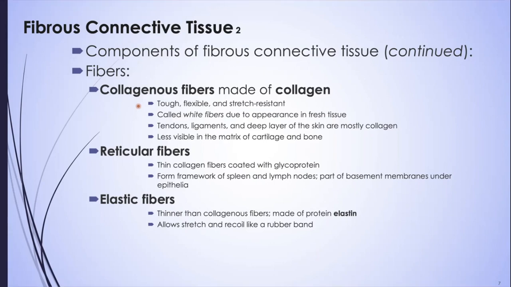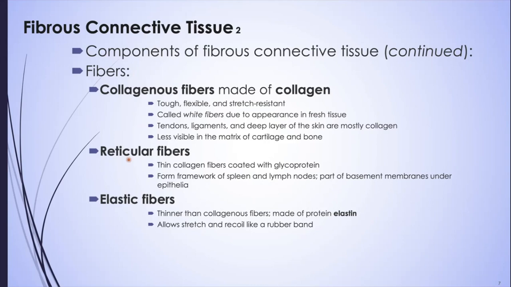wrinkles and such. So collagenous fibers are also called white fibers due to their whitish appearance in the fresh tissue. Your tendons, ligaments, and the deep layer of skin are mostly made out of collagen. The less visible parts of the matrix of collagen, they're going to be in the less visible parts of the matrix of the cartilage and the bone too. So you're going to find collagenous fibers in many different places.